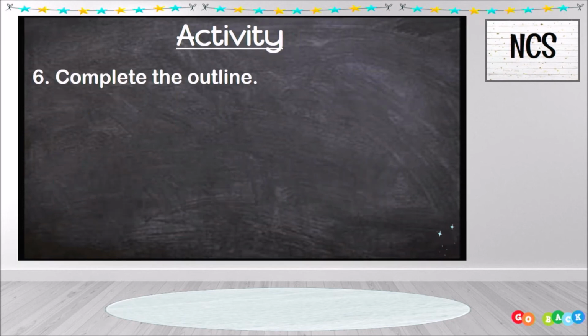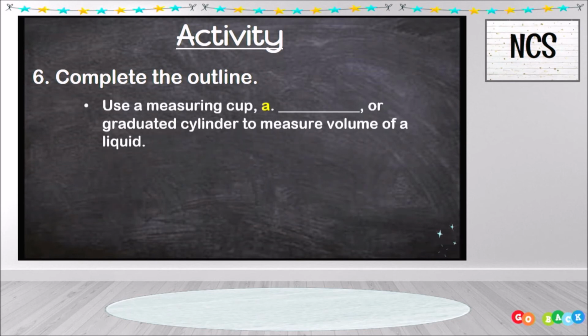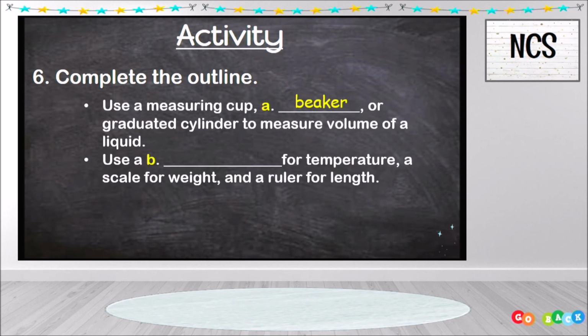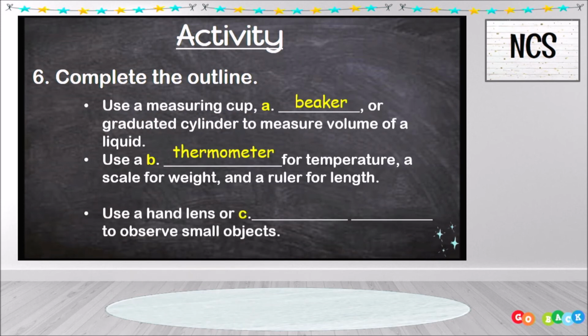Then next, let's complete the outline in number 6. Use a measuring cup, a blank, or graduated cylinder to measure volume of a liquid. What is the missing word? A beaker, right? Next, use a blank for temperature, a weigh scale for weight, and a ruler for length. What is the missing word? Yeah, thermometer.